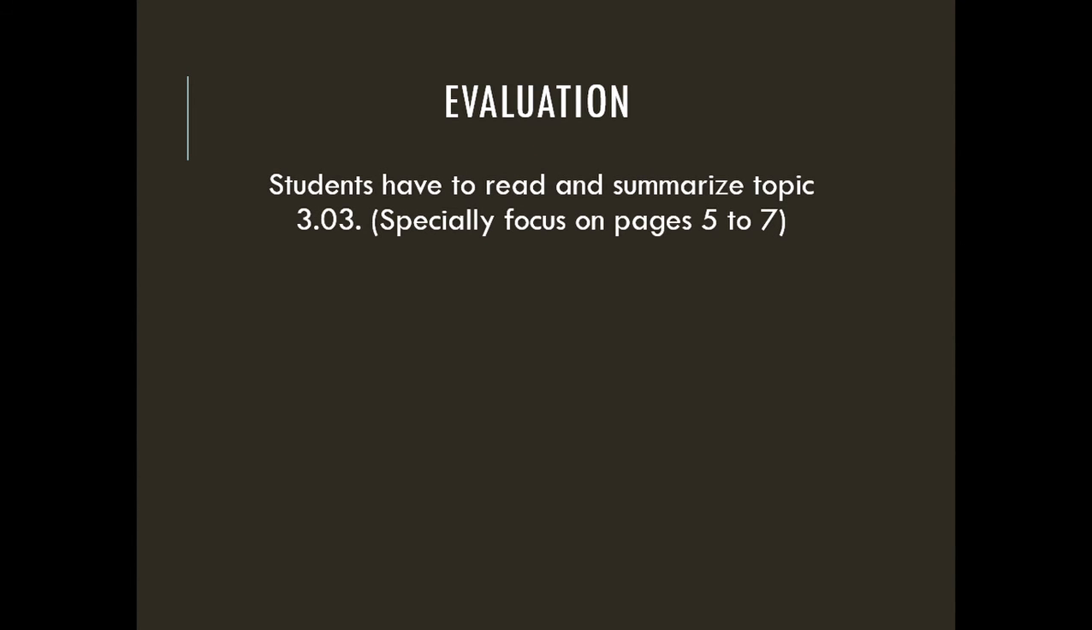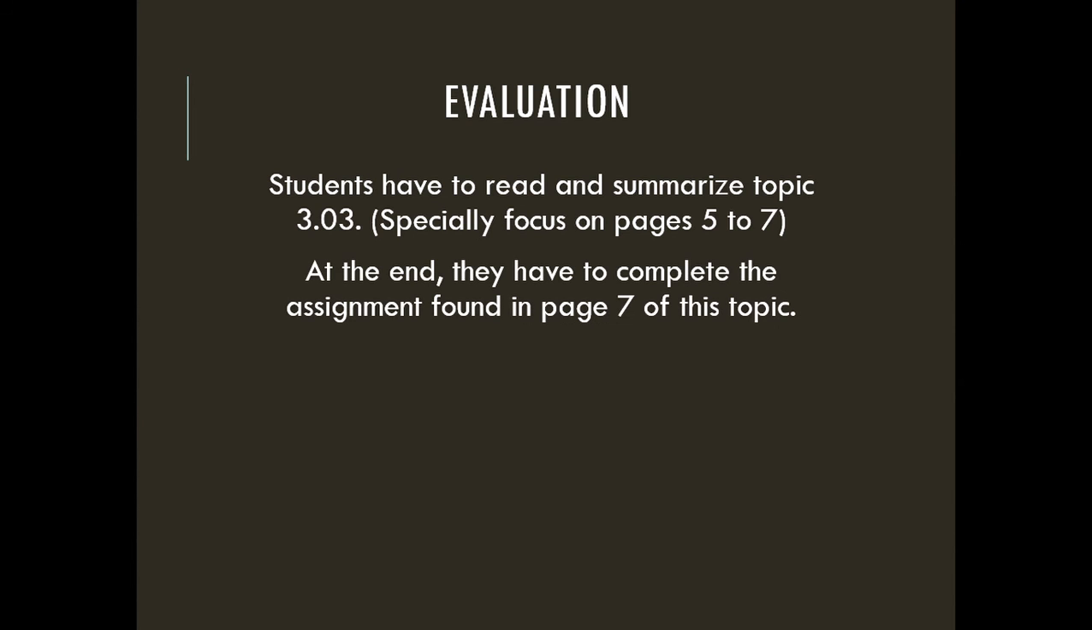Alright, so where is the evaluation? Students have to read and summarize topic 3.03, especially focusing on pages 5 to 7. At the end, they have to complete the assignment found on page 7 of this topic. Just a little spoiler about what you are going to find in the assignment: you will find instructions and some documents that you have to download on page number 7, and they are going to ask you to interview around 20 people.